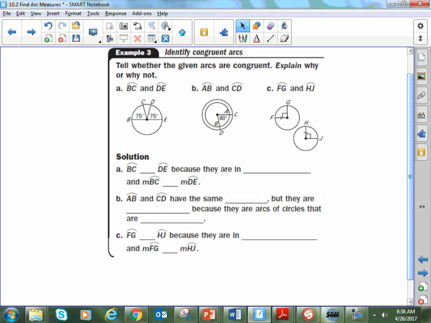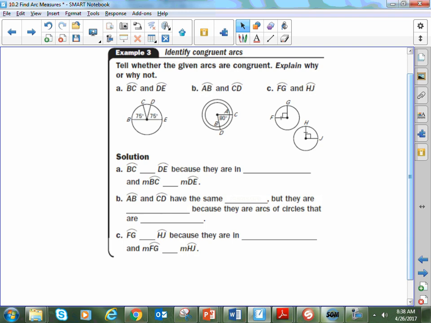In order for me to be able to say arcs are congruent, they have to have the same measurement. If the arc measures are not the same number, well, clearly they can't be the same measure. They can't be congruent to each other. But not only do they have to have the same arc measure, they also have to come in either the same circle or circles that are congruent to each other, because otherwise they're not going to be the same size.